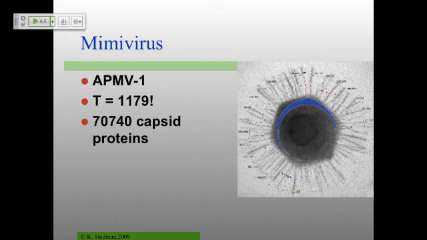This is an amoebal virus, which has a T number of 1,179, 70,740 capsid proteins, but again, arranged in this perfectly quasi-equivalent structure. So this is something which is almost as big as a number of small bacteria, still exactly the same geometrical principles which are being used to put this together. So you can get really big with these icosahedrally symmetric particles.